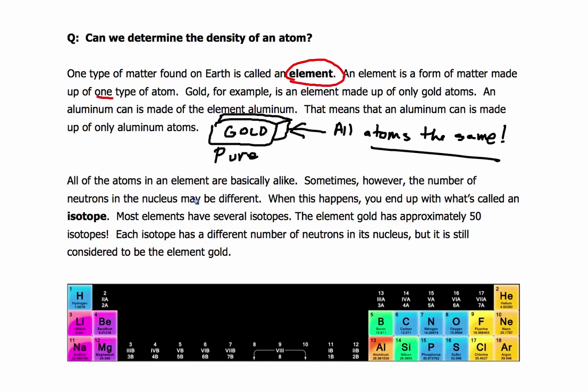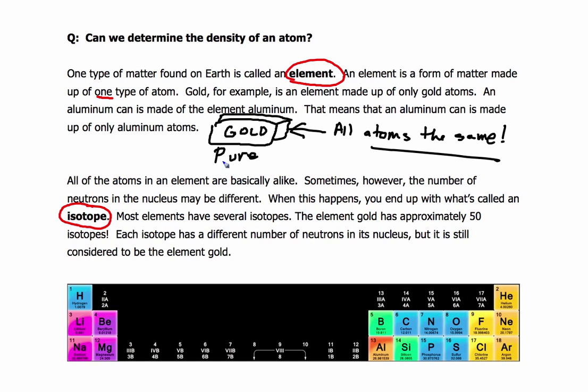All of the atoms in an element are basically alike. Sometimes, however, the number of neutrons in the nucleus may be different from the number of protons. When this happens, you end up with what's called an isotope. Now, an isotope's an atom, but it's not a pure atom. So most elements have several isotopes. The element gold has approximately 50 isotopes. Each isotope has a different number of neutrons in its nucleus, but it is still considered to be the element gold, and that's because of how many protons are in it.